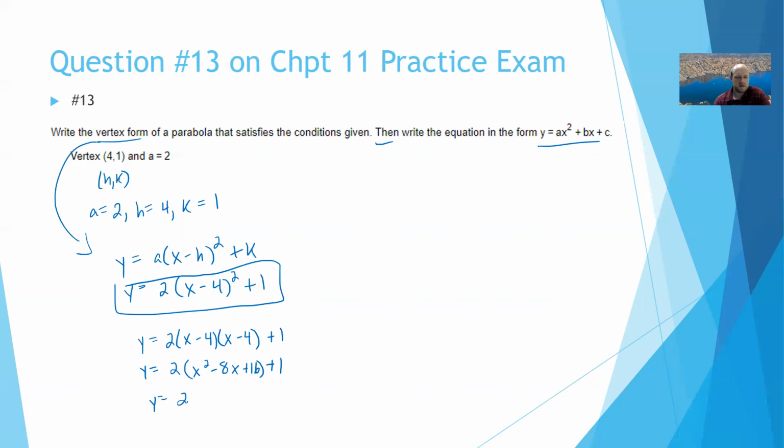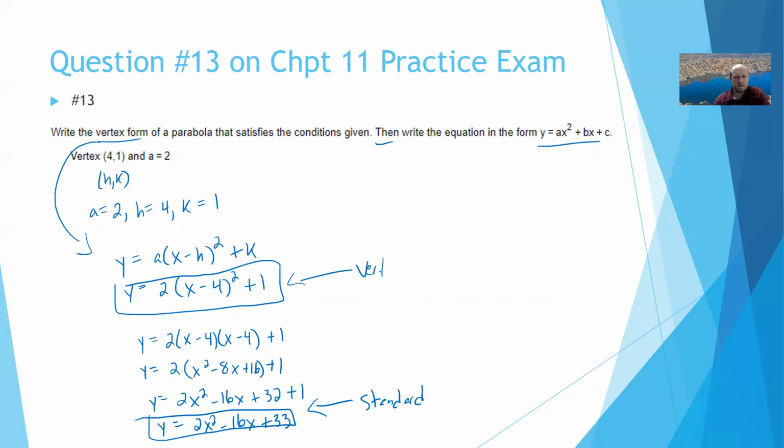Okay, distribute the 2. So I have 2 times x squared is 2x squared. 2 times negative 8x is negative 16x. 2 times 16 is 32. And then I had the 1 at the end there. And then just combine the 32 and the 1 for our like terms. And this is our standard form. So again, this is standard, and then this is going to be our vertex form.